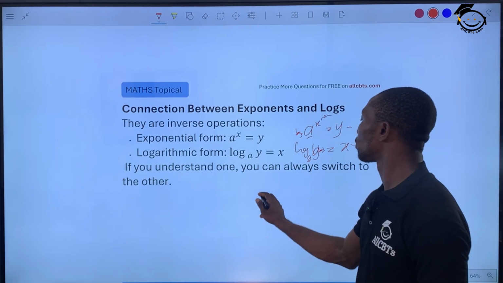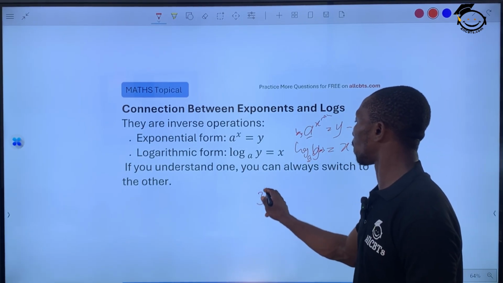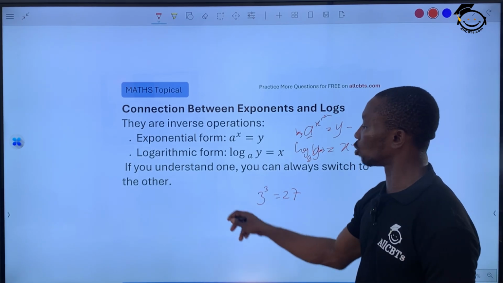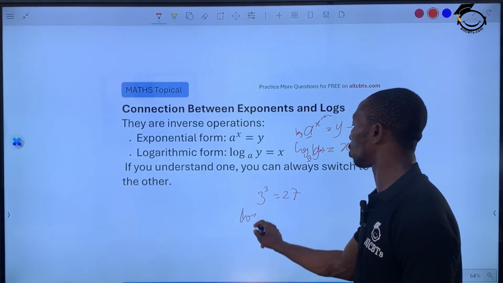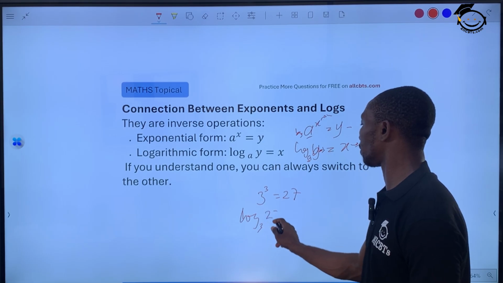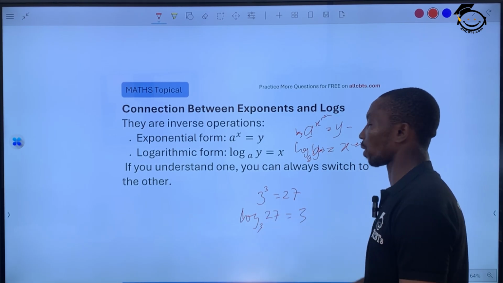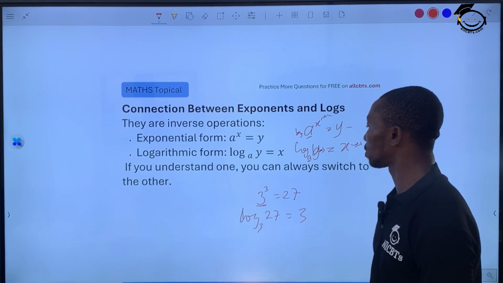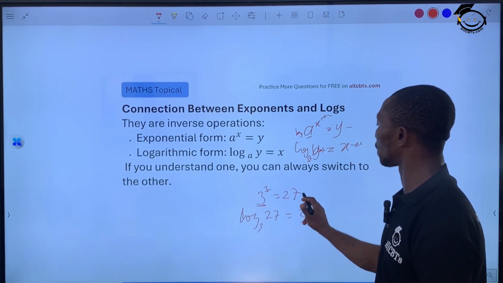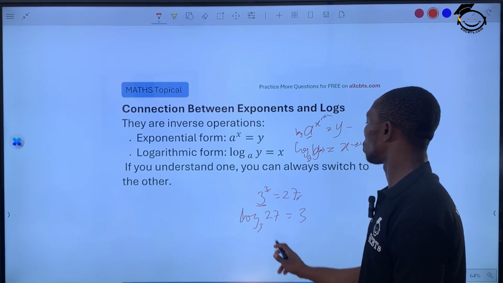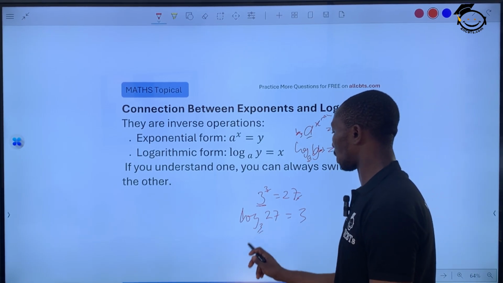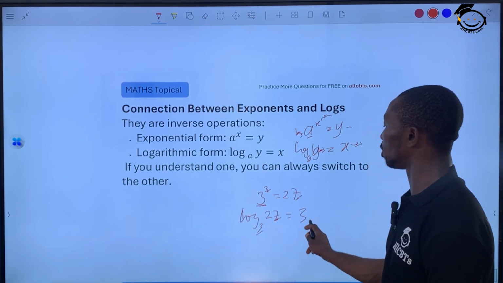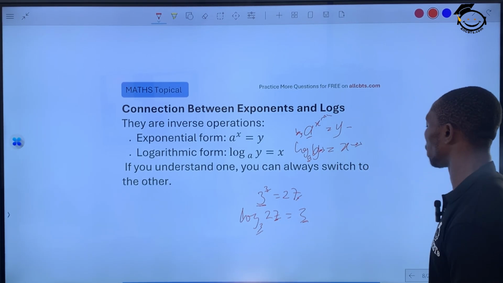So if we have, let's say, 3 raised to power 3 equals 27, switching it to logarithm form, we have log base 3 of 27 equals 3. You can see this is our base, our exponent, and our answer. So here in logarithm form, we have our base as 3, our answer 27, and this becomes our exponent.